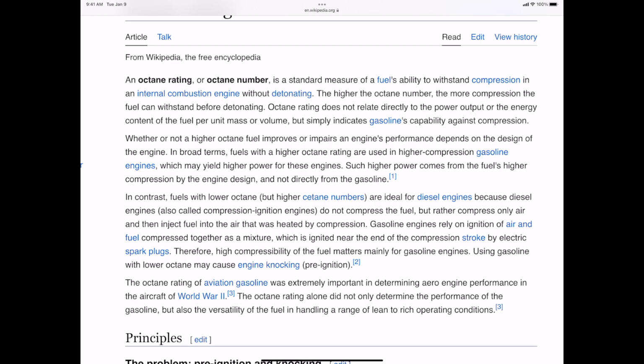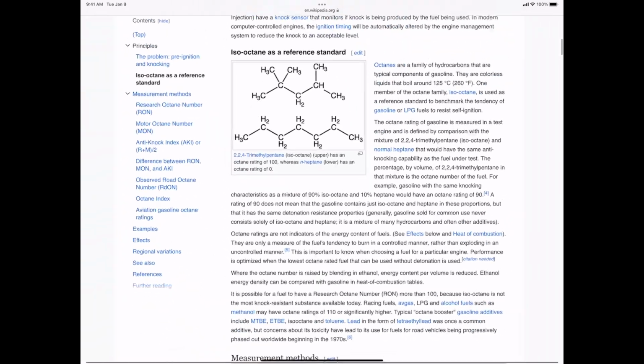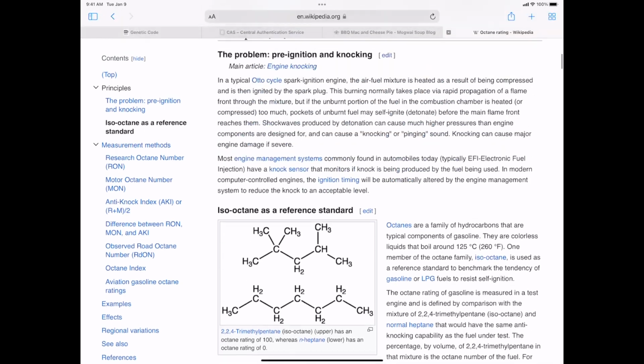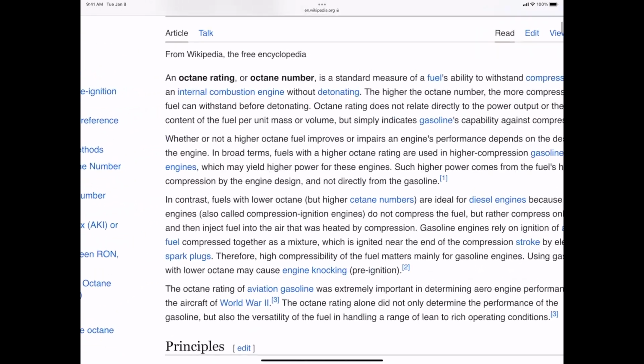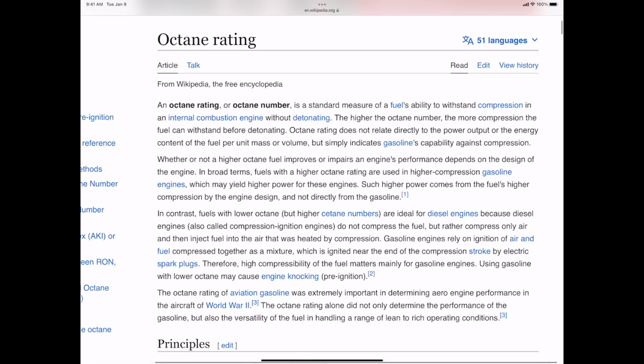Okay, so octane rating is actually related to how much you can compress gasoline in a cylinder without it igniting. So it isn't, I think, directly related to the power output. It seems like it's, let's see, pre-ignition, knocking, all right, isooctane is the reference standard. Yes, read the Wikipedia article. That is the answer to your question. I'm sorry, I don't know. Engine knocking used to be a problem, and that's no longer a problem, but sorry. My dad's a chemical engineer, and he knows all this stuff, but I don't.